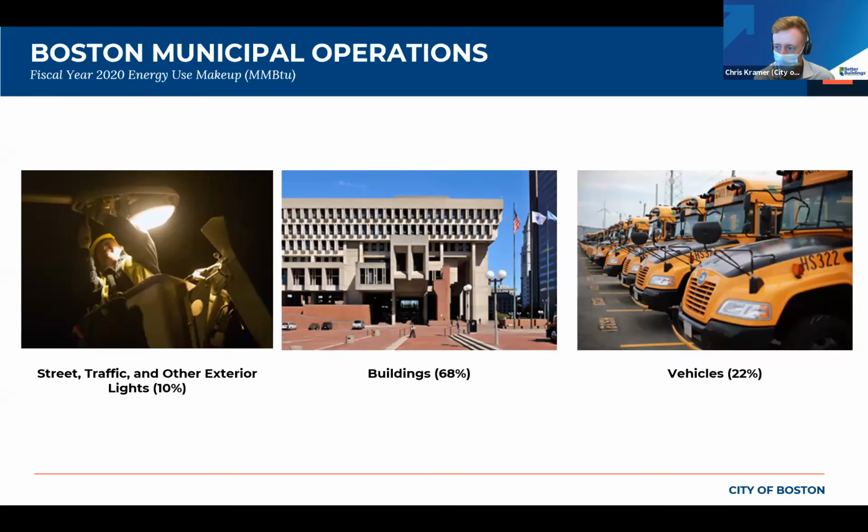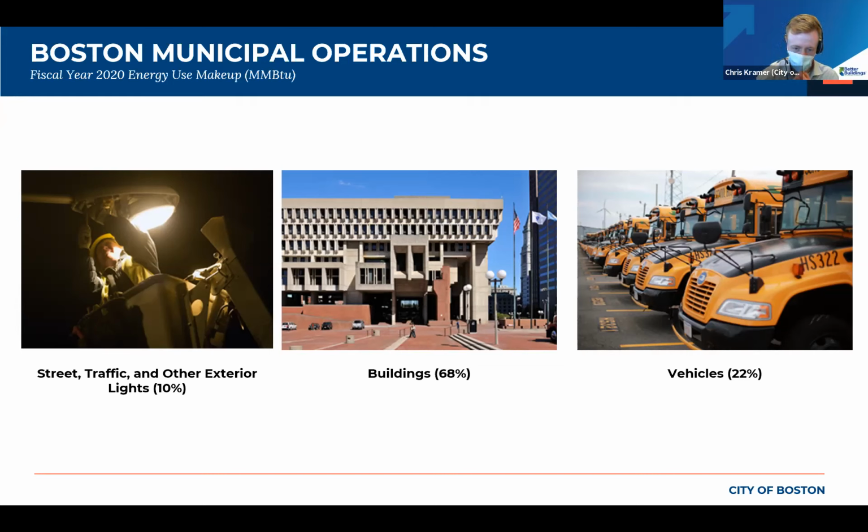So if you want to go to the next slide, to give you a picture of our energy use here in Boston, broken down by sector, about 10% of our energy is used in street traffic and other exterior lighting fixtures. And you might not be surprised to know that most of our energy is used in buildings. We have roughly 300 municipal buildings and then a number of quasi-municipal buildings, and the rest are attributed to vehicles, which includes our Boston Public Schools fleet, fire department, police department, and all other departments that you'd expect in municipal operations.